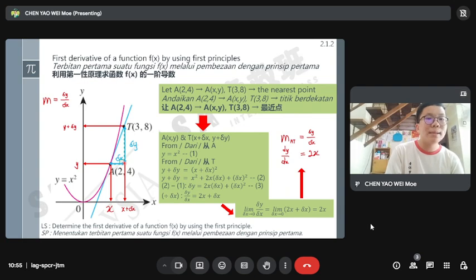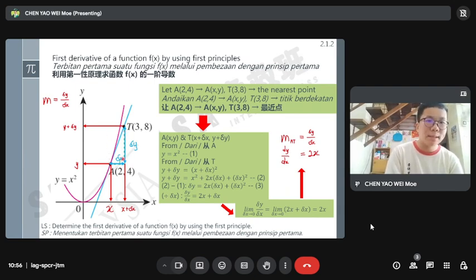Delta is just a representation. For those who are in UEC, your delta x is a capital letter, not a small letter, but actually it's the same thing. So this is delta x. I can say that this is x, so going to here is x plus delta x. From here to here, the distance is delta y.